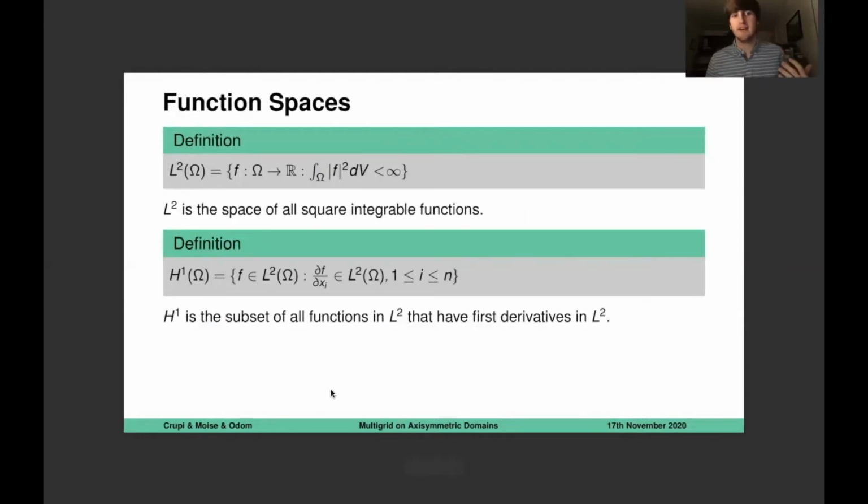So next, I define the function spaces of interest. On the top, we have L2 of omega, which is just the space of square integrable functions. And on the bottom, we have the Sobolev space H1 of omega, which is the subset of all functions in L2 that have first derivatives in L2. And the big idea here is that a Sobolev space is infinite dimensional.